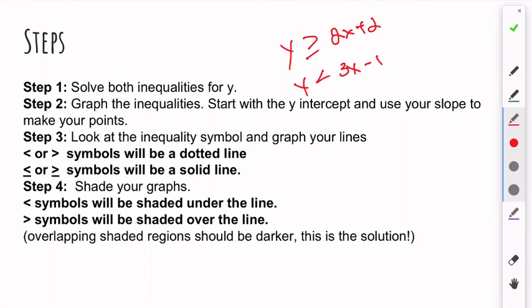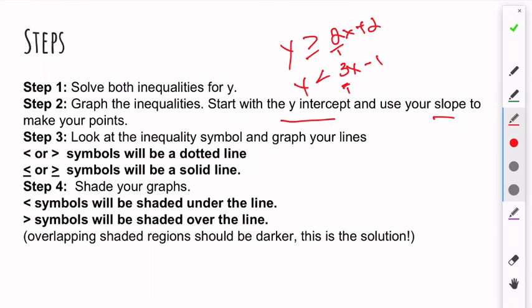Step 2, we're going to graph those inequalities. And remember, in order to graph anything that we've been talking about in here, first we're going to start with the y-intercept. Then you're going to use your slope to make your points. So just a little review here. Your slope is going to be right in front of your x term. On the two examples that I gave here, we have a slope of 2 over 1 and a slope of 3 over 1. That means from left to right, they're going in the positive direction, going up from left to right. If you need to review some previous lessons, you can do that.